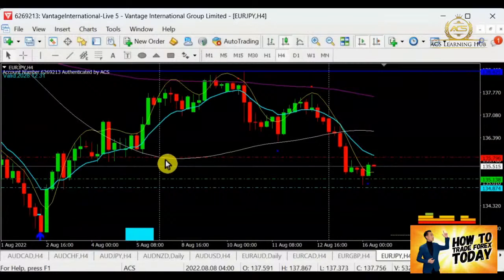So Euro Yen, tentatively, I'm going to put this in my selling list. Selling list over here. Euro Yen. Just wait for it to test the resistance first. It's not there yet.